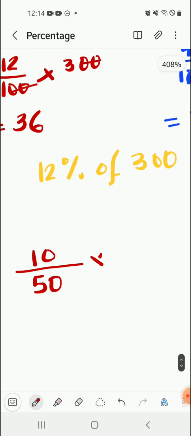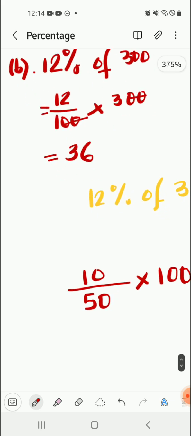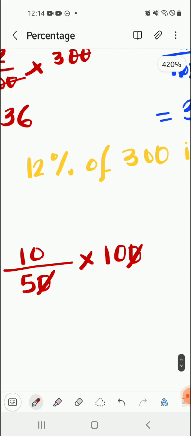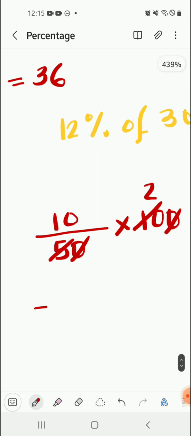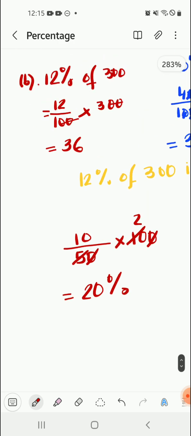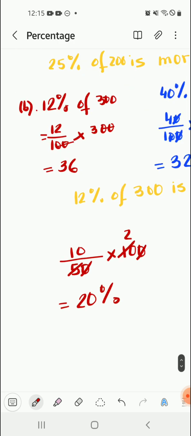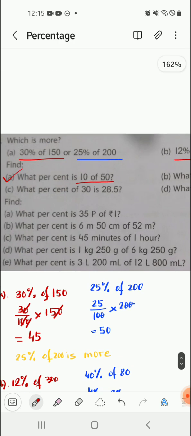Therefore, to find a value in percentage, we need to multiply the number, fraction or decimal with 100. So we are doing it over here. Now cancel it. 5 divided by 5 is 1 and here 2. So 2 into 10 is 20%. That becomes my answer. Moving on to the next question.